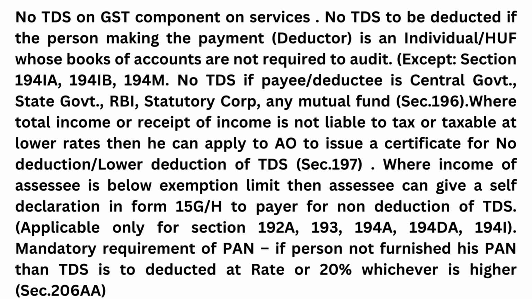Where total income or receipt of income is not liable to tax or is taxable at lower rates, then he can apply to the AO to issue a certificate for no deduction or lower deduction of TDS, Section 197. Where the income of the assessee is below the exemption limit, then the assessee can give a self-declaration in Form 15G or 15H to the payer for non-deduction of TDS. Applicable only for Sections 192A, 193, 194A, 194DA, and 194I.